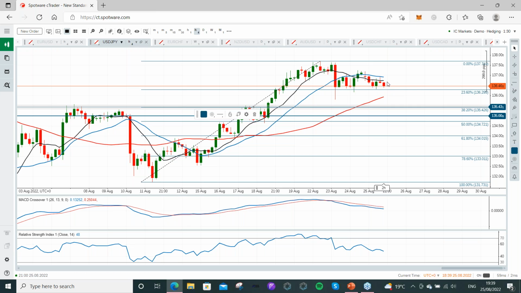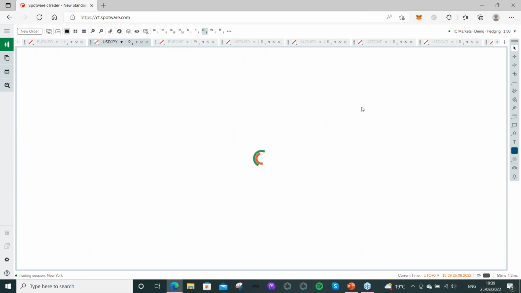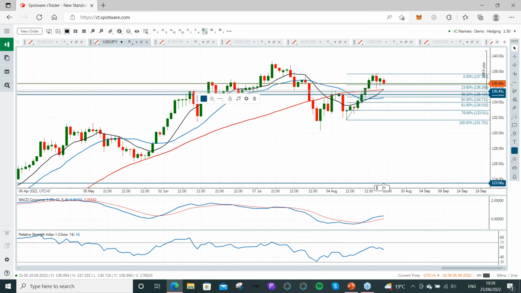I would need to see price move away, give me a higher high, then a pullback, and then I'd be happy to trade that based on price having reversed at this 23.6% level. But if price pulls down to the 38.2, then it's back up to the daily time frame, because that looks much nicer as a retracement on the daily time frame there.